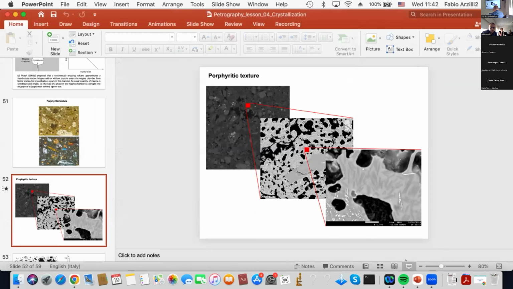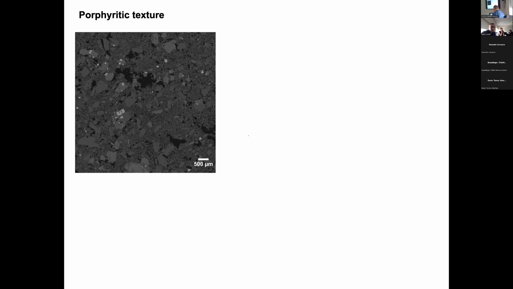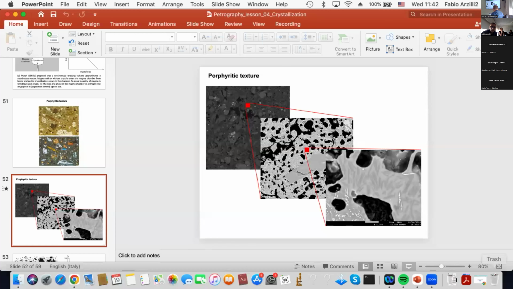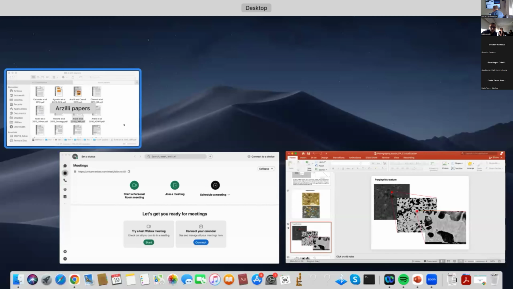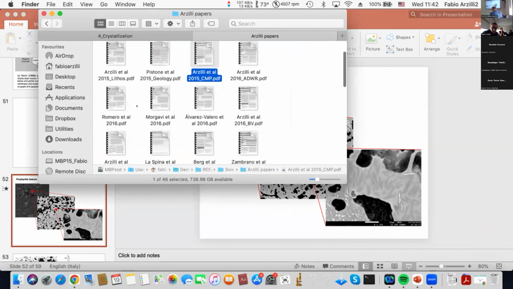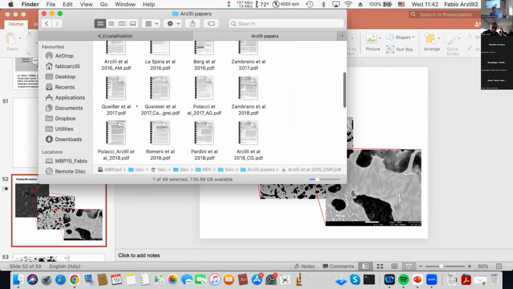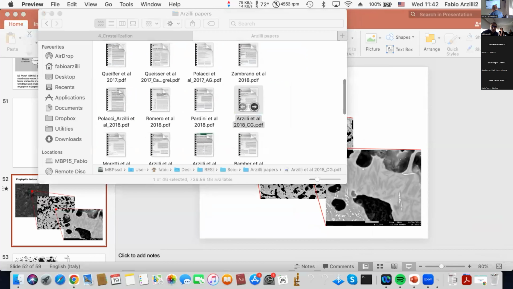And I have another question. In the experiments you do, you measure the partition coefficient of elements between different phases. Is there a relation between these partition coefficients and the growth rates? I mean, is the growth rate influencing the partition coefficient? So, good question.